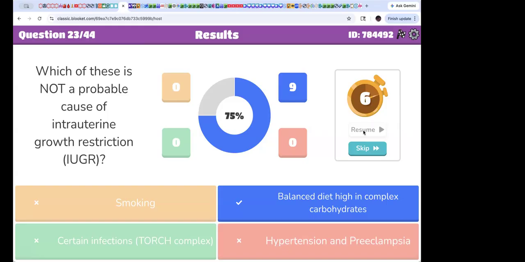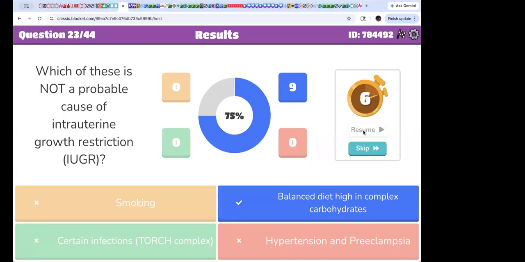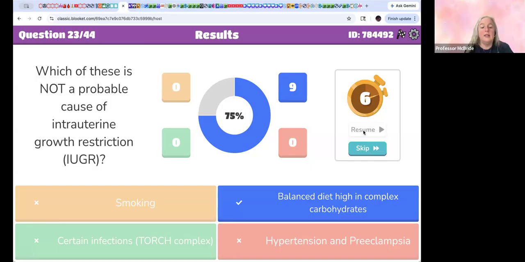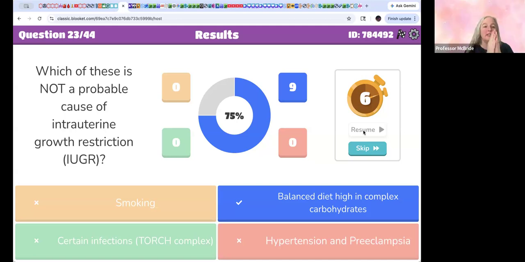When you've got a small baby. Mm-hmm. It's a small baby. Why do you think that these things can cause our baby to be small? Because it's restricting the growth. Your smoking is restricting the growth. Infections are restricting the growth. Yep. All of these things can reduce perfusion. Yes. Good. That's the other part I wanted you guys to think about.